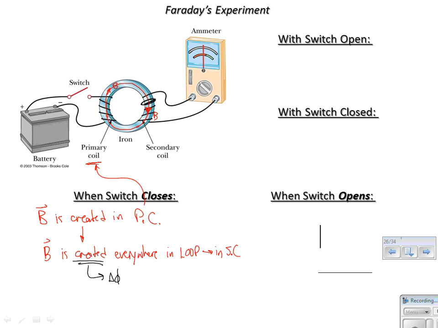So that means that EMF and current are induced. The ammeter here maybe goes blip. It goes like that and pins over to one side, but it doesn't stay there.